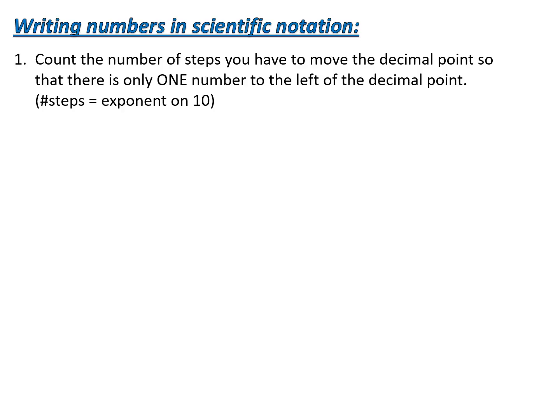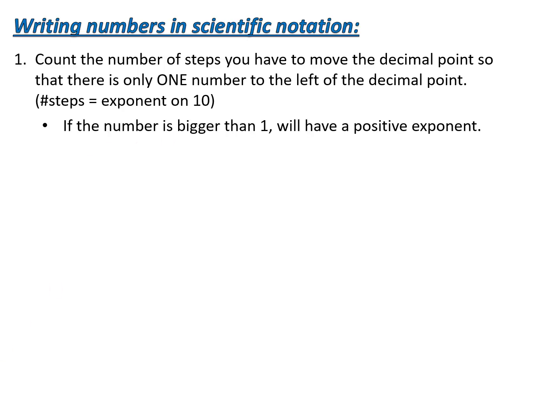And then the number of steps is going to be equal to the exponent that goes on the 10. So there are two cases. If the number is bigger than 1, then you end up with a positive exponent. I have trouble with my lefts and my rights, so it's a little bit easier for me to say, well, it's bigger than 1, so therefore I have a positive number of steps.